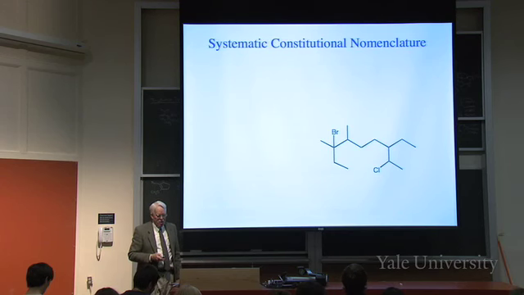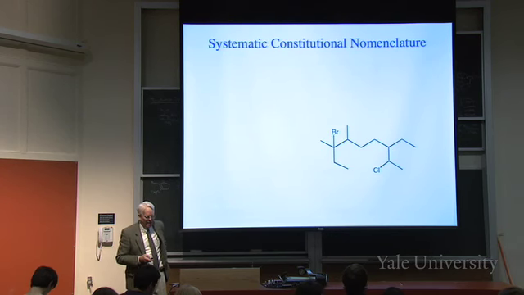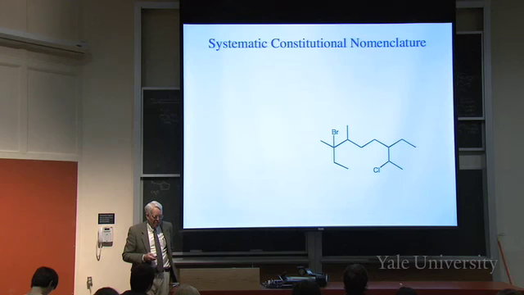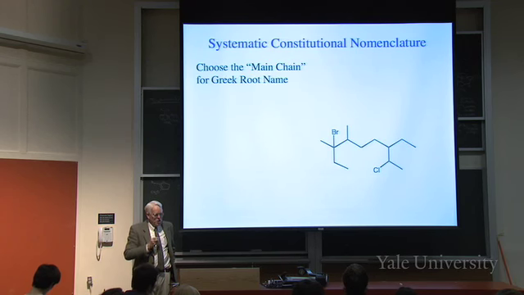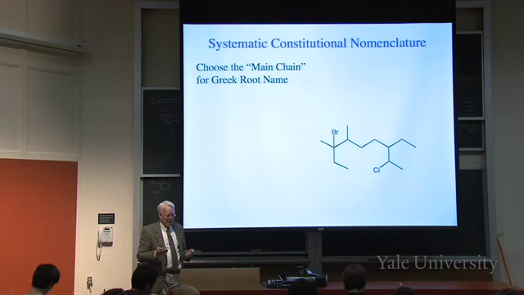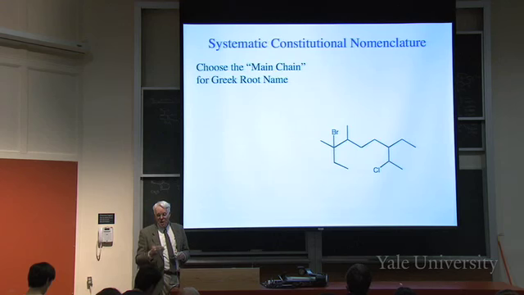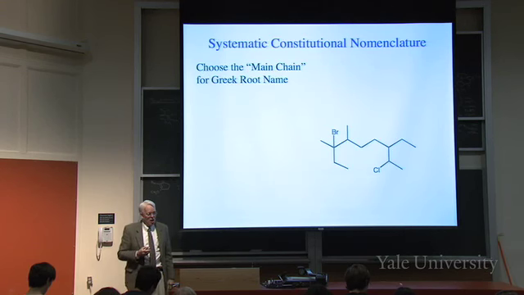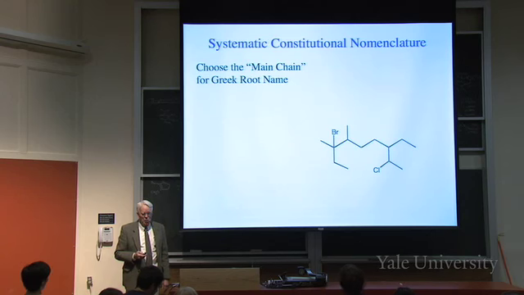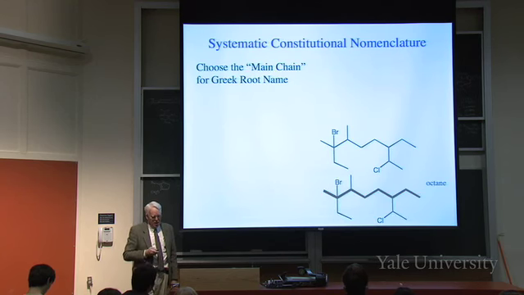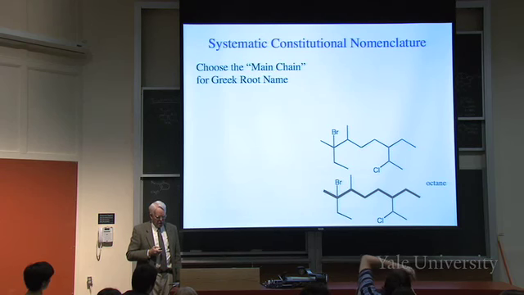Now, let's look at systematic constitutional nomenclature. For this, sort of intermediately complex compound. Compared to these others we've looked at, it's not much. Okay, so the first thing you do, these people decided when you get together, is decide what the main chain of carbons is, because that will provide the root with a Greek designation that says what the number of things is. So we have to find a carbon chain, and we'll find the longest carbon chain. We could take this one, or we could take that one. Which one is longer?